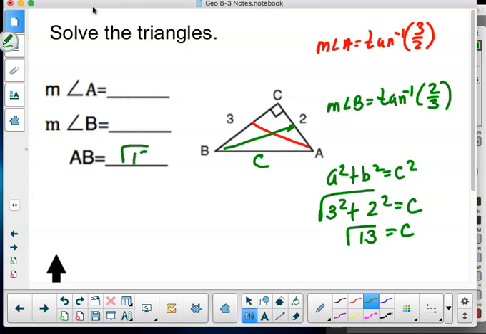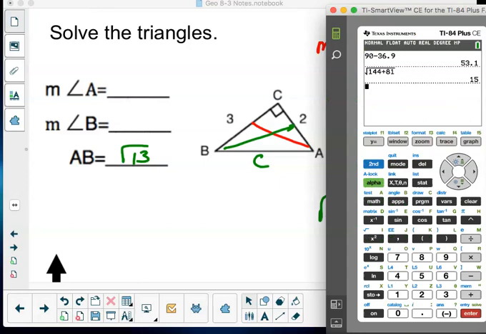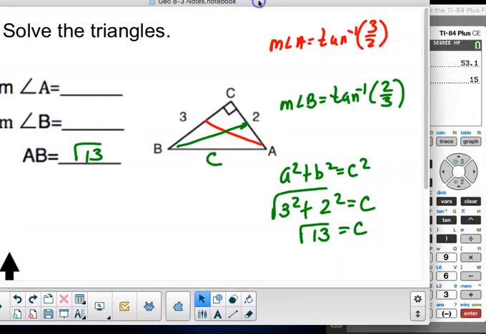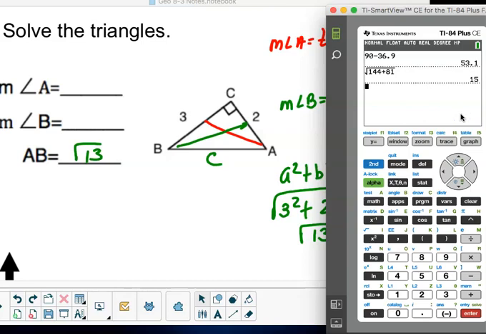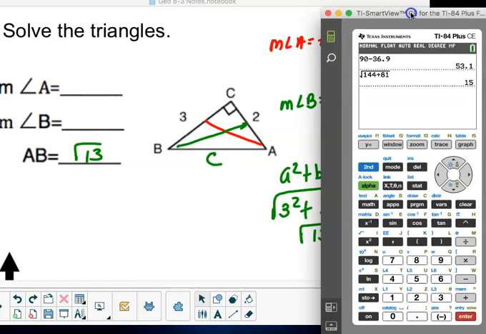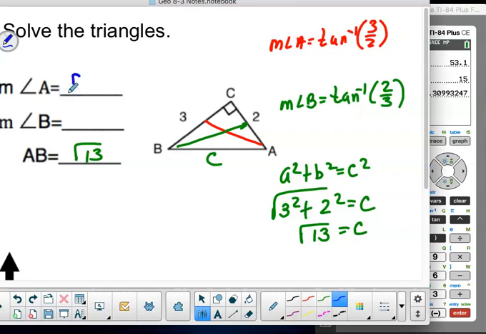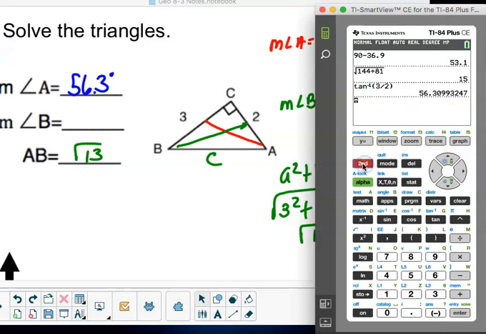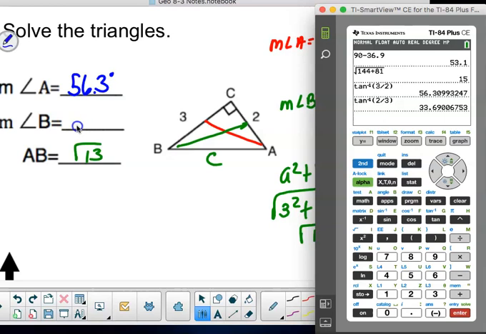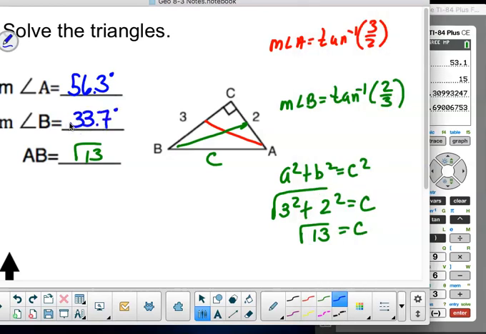So this is the square root of 13, and I am going to use my calculator to find my other stuff. So we're going to slide this over just enough so I can see things. I've got the measure of angle A. What did I say it was? Inverse tangent, 3/2. So second inverse tangent of 3 divided by 2, and I've got 56.3 for A. Now I could subtract that from 90, but I've got that inverse tangent again, and I'm going to go 2/3 because it's all about where you're standing. And that's 33.7. Well, I should be able to add those two together and get 90.